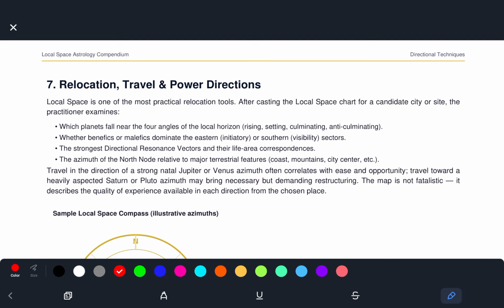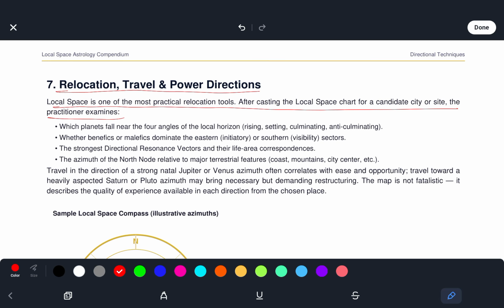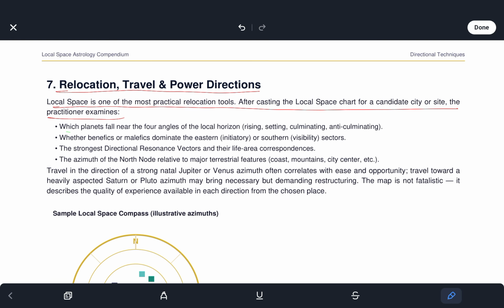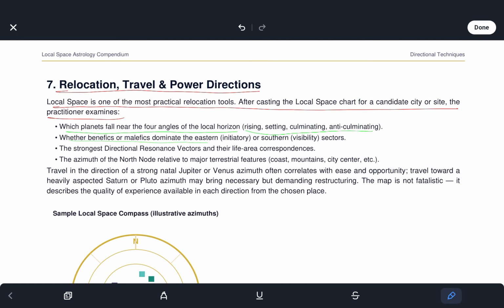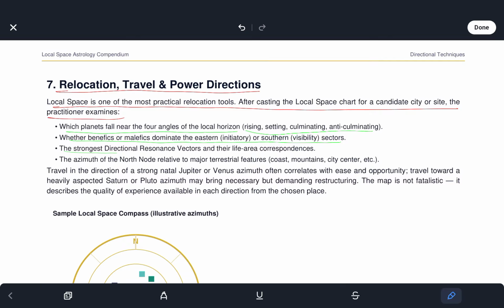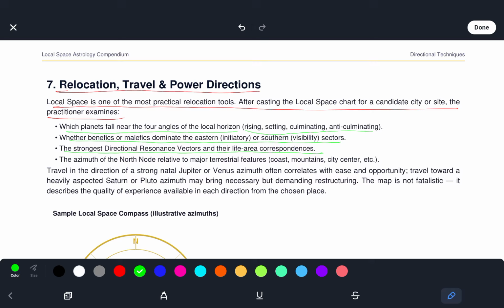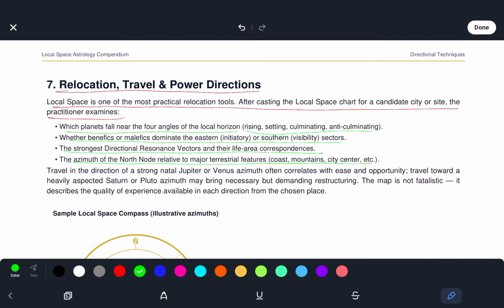Section 8, people. Relocation, travel, and power directions. So local space is one of the most practical relocation tools. After casting the local space chart for a candidate city or site, the practitioner examines which planets fall near the 4 angles of the local horizon, rising, setting, culminating, anti-culminating, whether benefics or malefics dominate the eastern initiatory or southern visibility sectors, the strongest directional resonance vectors and their life area correspondences, the azimuth of the north node relative to major terrestrial features, coasts, mountains, city center, etc.